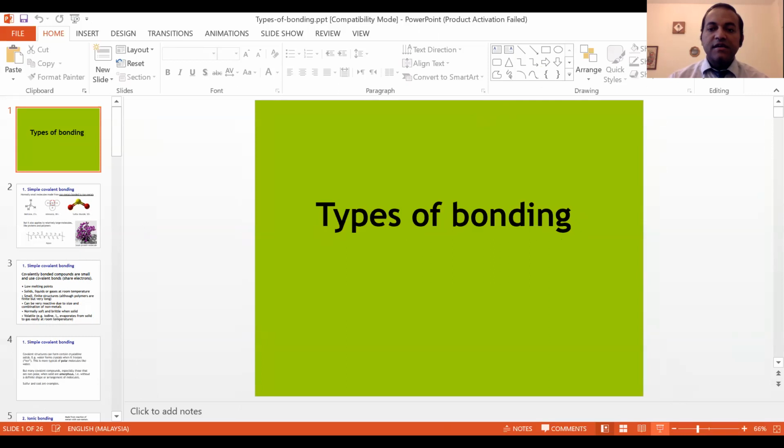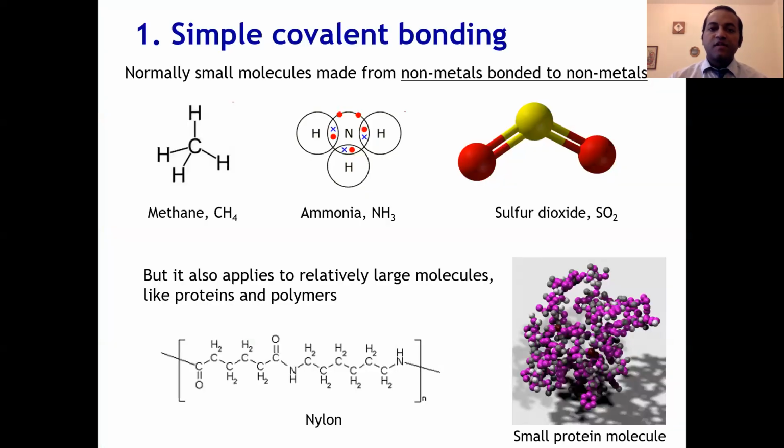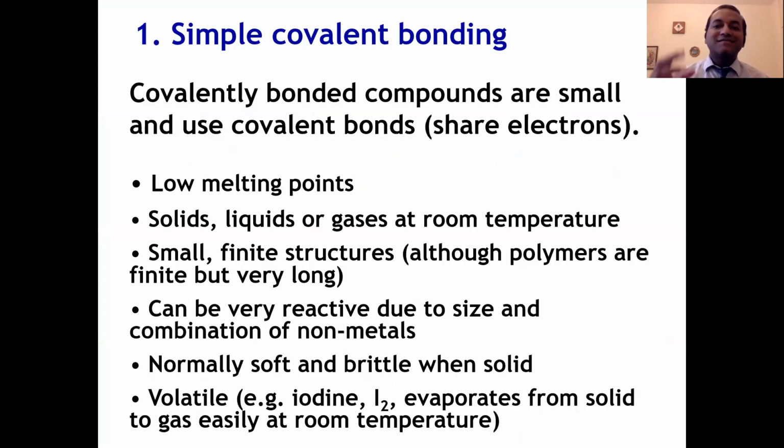We want to see a little bit about them. So normally small molecules are made from non-metal to non-metal, and they are bonded by simple covalent bonding. These are some of the characteristics of compounds made from simple covalent bonding. They have low melting points. They usually can exist as solid, liquid, or gas at room temperature. If you remember ionic bonding, they are always solid. This can exist in these three states.